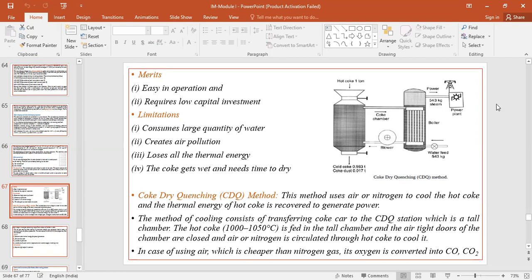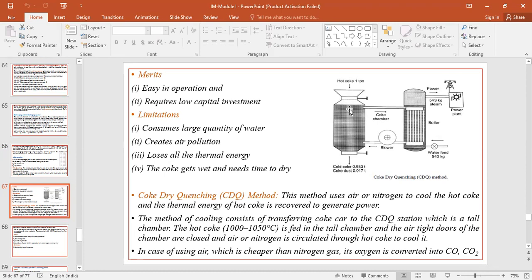So here you can see this picture which represents the dry quenching process, where you have a chamber for dry quenching. Here we are using either air or nitrogen as a quenching media. So what we are doing is that from the top, from one end, we are basically charging the red hot coke into this chamber, and you have airtight doors.